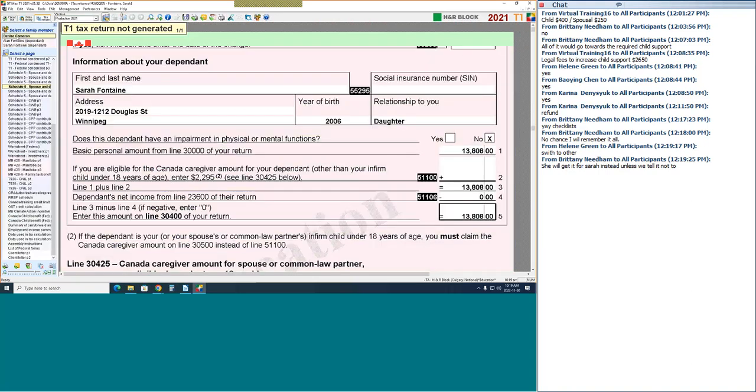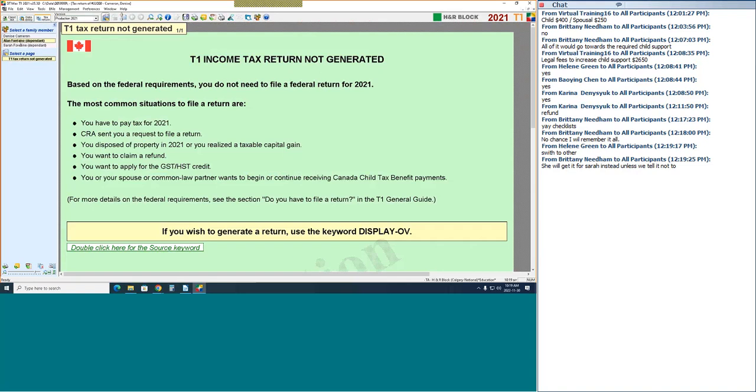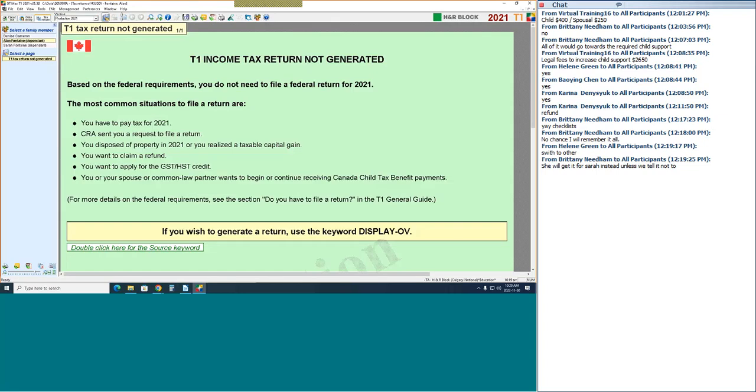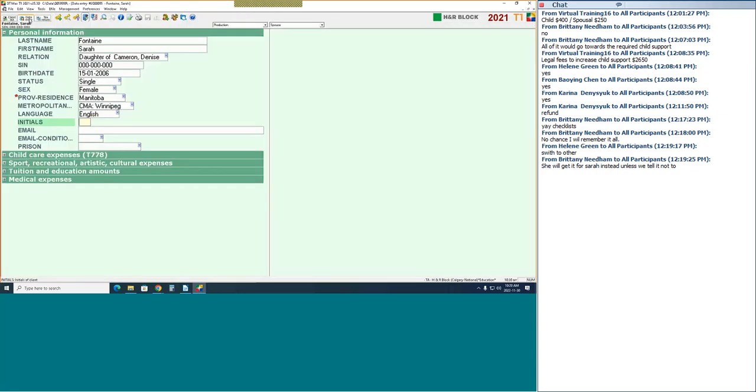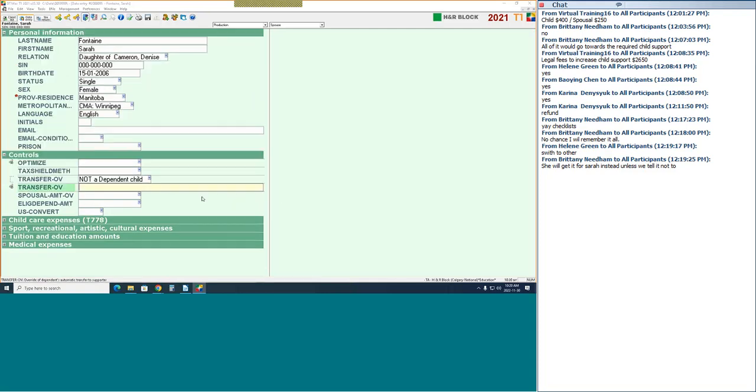So more than anything else, when you are attaching dependents and you think there might be dependent claims, make sure you're looking at your tax return, because you think, oh, she's got an elder dependent for Alan, I'm going to get rid of that. In your data entry, you have successfully removed the elder dependent for Alan. Congratulations. The computer is trying very hard to get the best possible result for Denise. So if I wanted to take that out, I would then have to do a new transfer OV and say Sarah is also not a dependent child, if that was what I wanted to do.